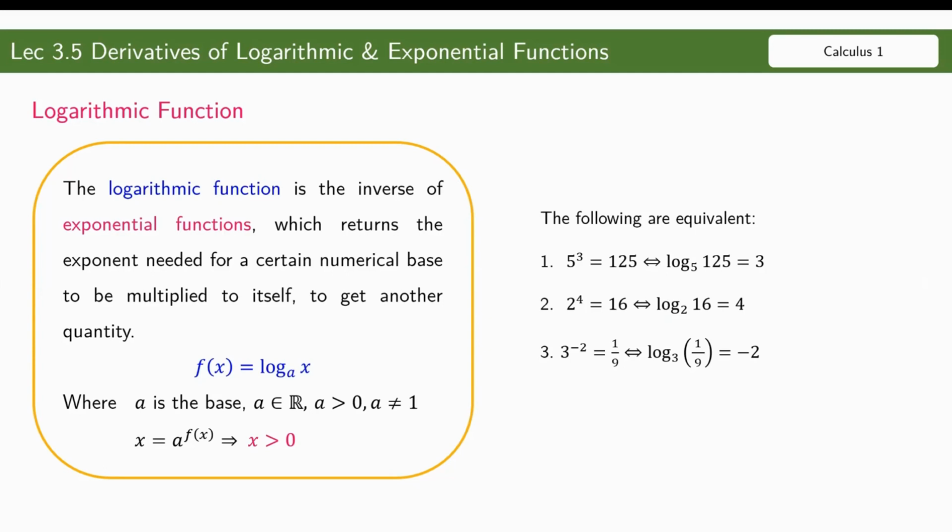The following are equivalent. We have 5 cubed is equal to 125. It is equivalent to the logarithm of 125 to the base 5 is equal to 3. It simply means that 5, the base, needs to be raised to 3 for us to obtain 125. Number 2, 2 raised to 4 is equal to 16 is equivalent to the logarithm of 16 to the base 2 is equal to 4. And then next, we have 3 raised to negative 2 is equal to 1/9, applying the laws of exponent. This is equivalent to the logarithm of 1/9 to the base 3 is equal to negative 2.